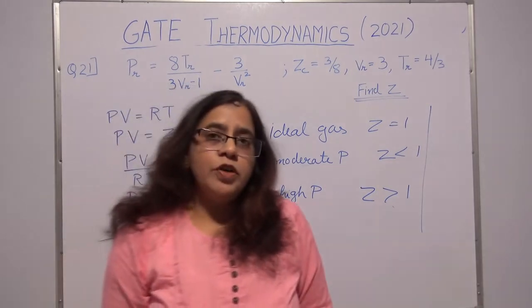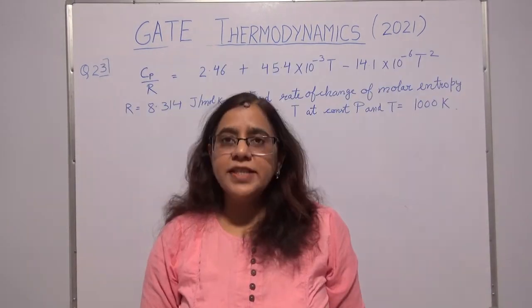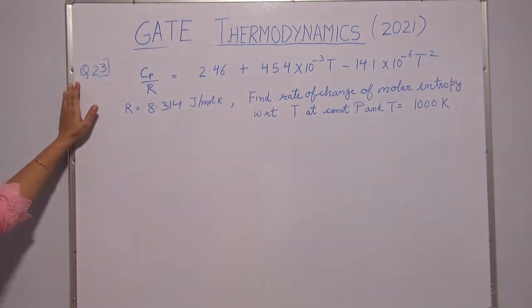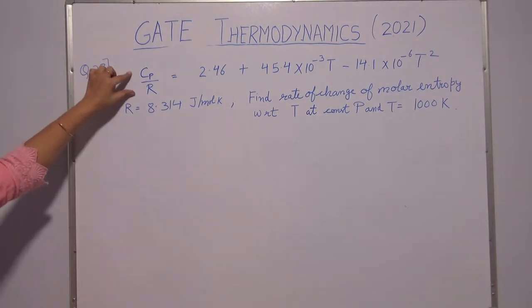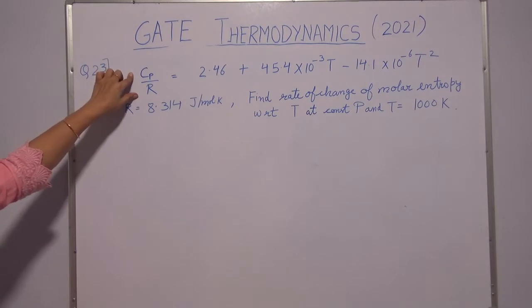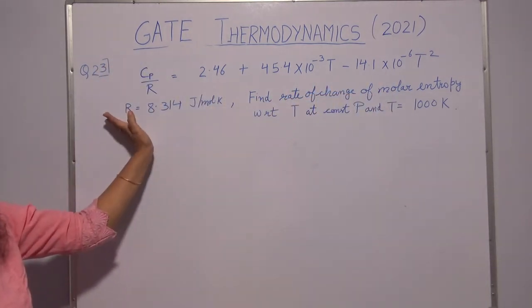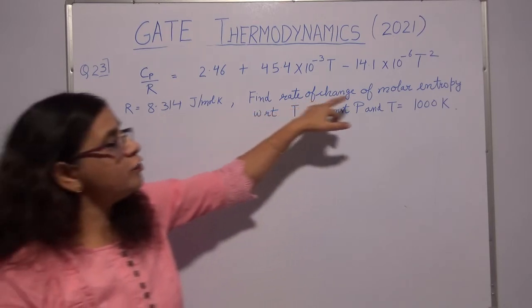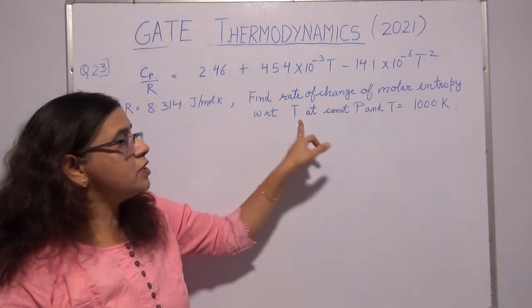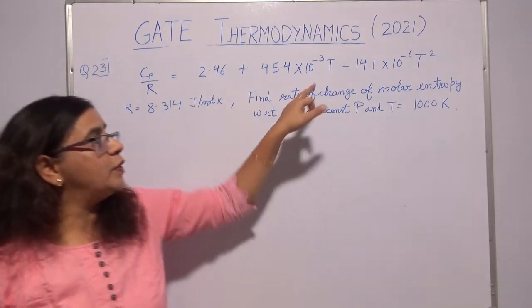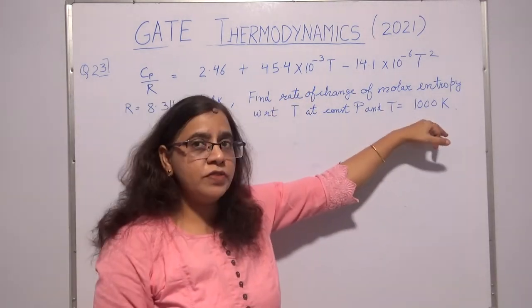So now we will move on to the second question, which is question number 23 from the GATE 2021 paper. In this, the value Cp by R is given as a function of temperature and the value of R is given, and you have been asked to find the rate of change of molar entropy with respect to temperature at constant pressure, evaluated at a temperature of 1000 Kelvin.